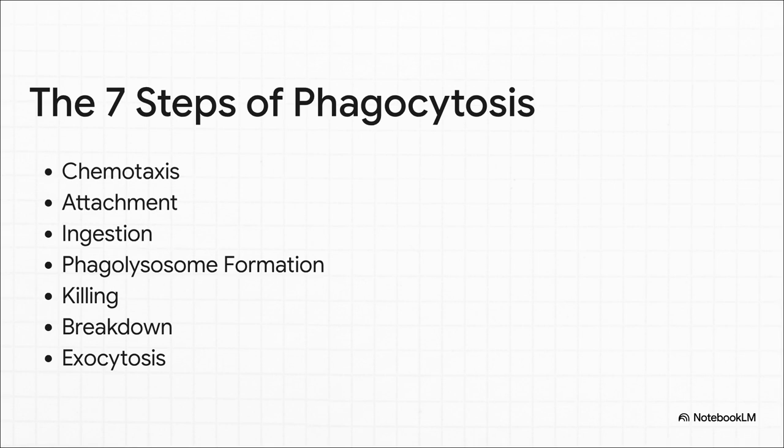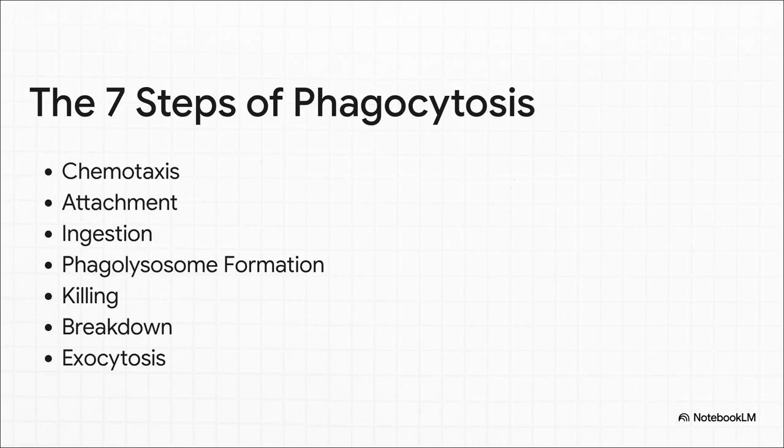This attachment is the trigger for step 3, ingestion. The phagocyte cell membrane begins to extend these arm-like projections, called pseudopods, that reach out and engulf the microbe, eventually enclosing it in a vesicle inside the cell. We call this vesicle a phagosome. Now the bacterium is trapped inside.